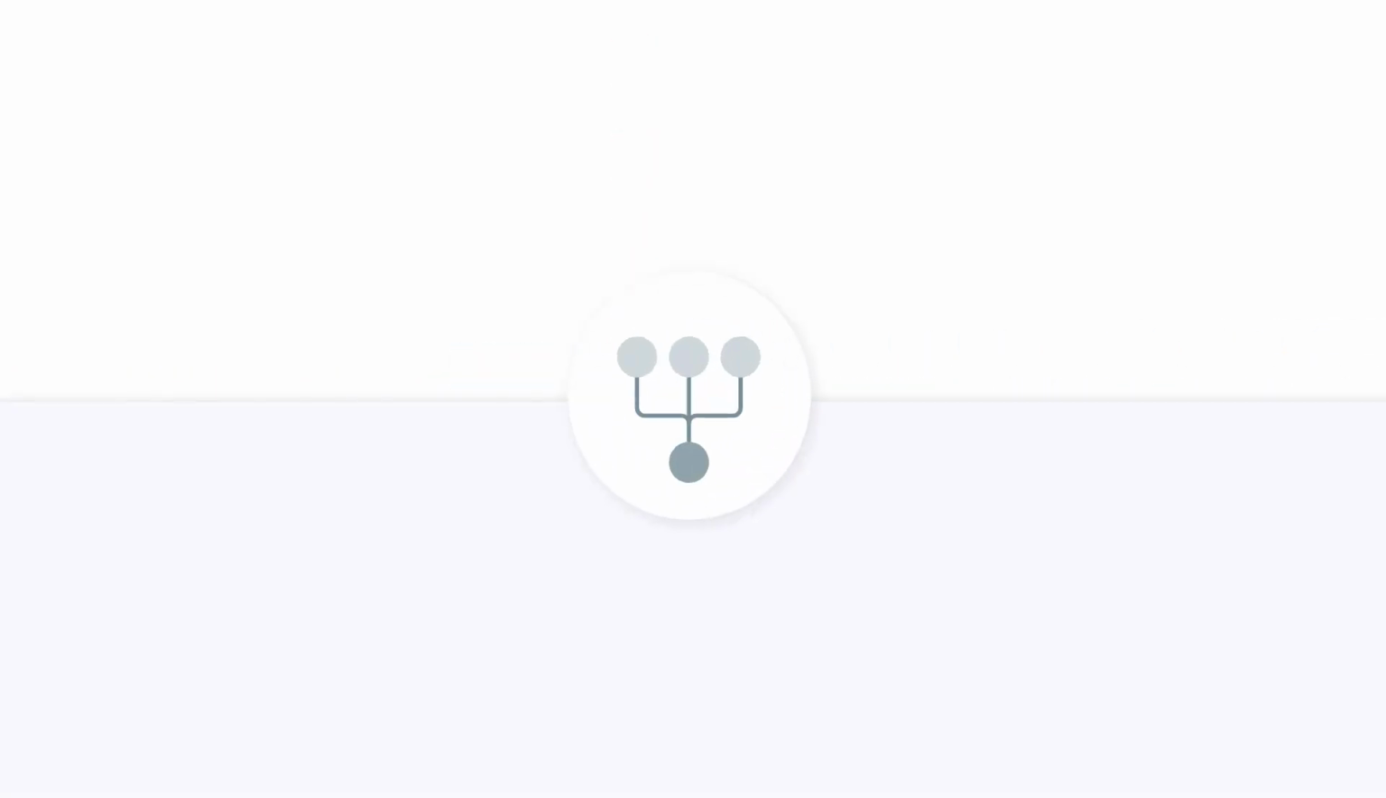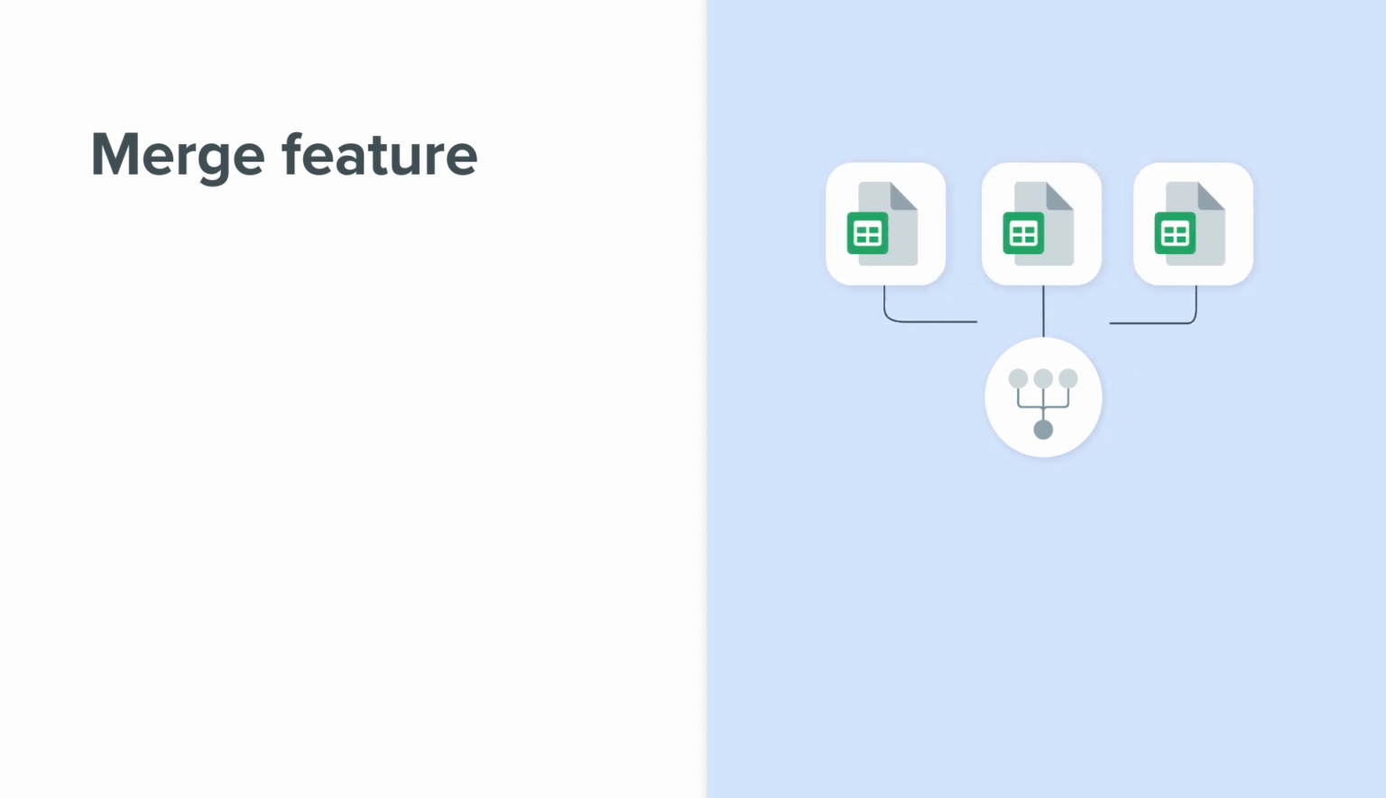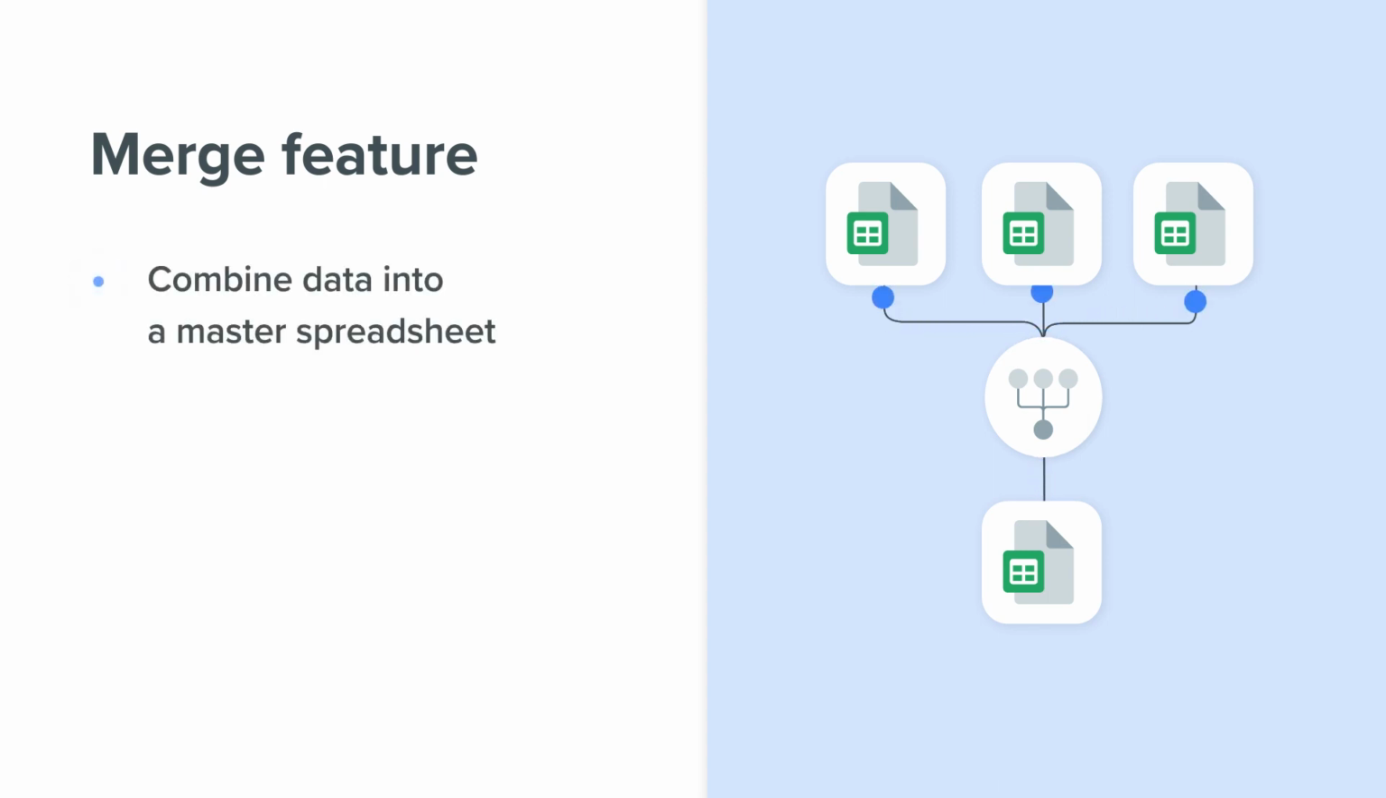Hi there. In this video, I'll show you how to consolidate data with Sheetgo. The merge feature allows you to consolidate data from multiple spreadsheets into a single tab in another spreadsheet. This feature is very useful if you want to combine data from multiple sources into a master spreadsheet for analysis or reporting purposes. It saves you a lot of time because you'll only need to set up one connection.